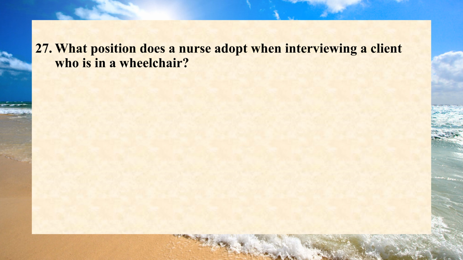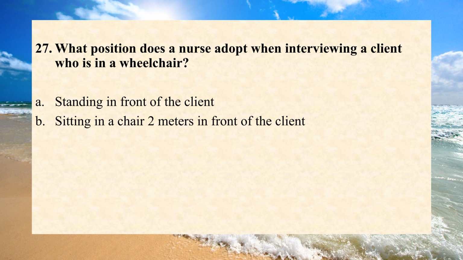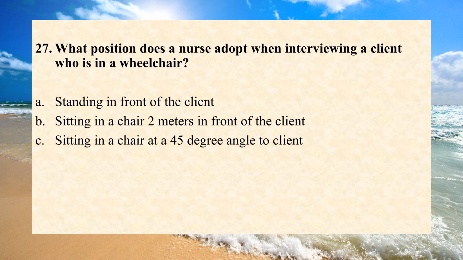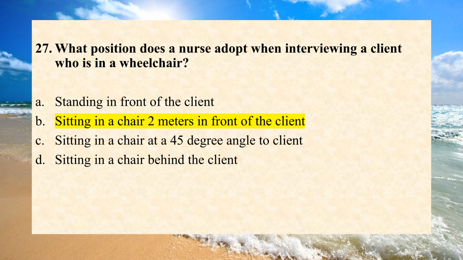What position does a nurse adopt when interviewing a client who is in a wheelchair? A. Standing in front of the client. B. Sitting in a chair 2 meters in front of the client. C. Sitting in a chair at 45-degree angle of a client. D. Sitting in a chair behind the client. Answer is B. Sitting in a chair 2 meters in front of the client.